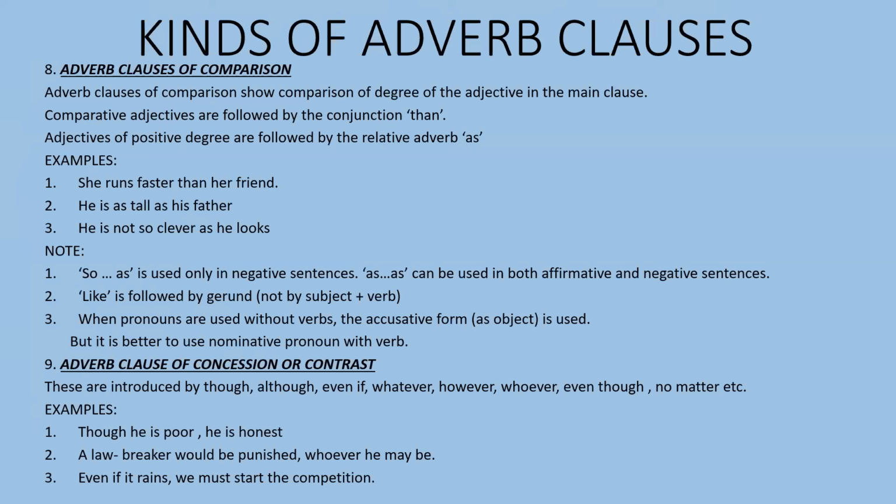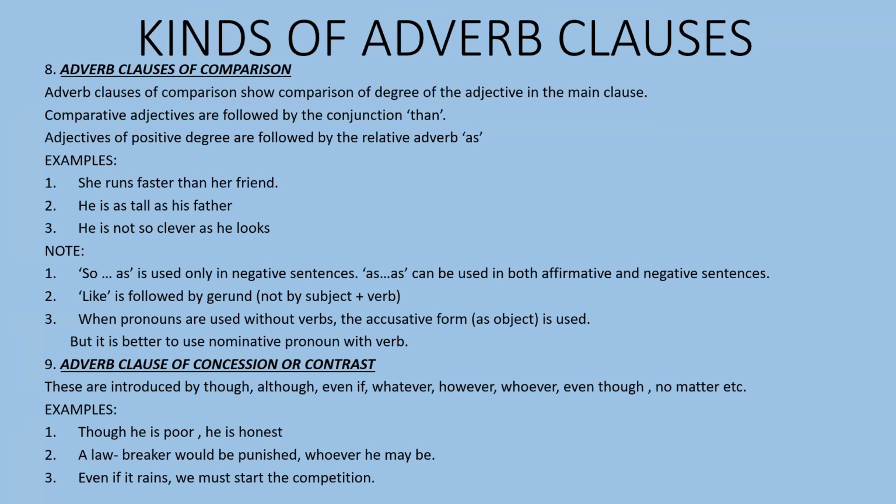Let's look at the adverb clause of comparison. Adverb clauses of comparison show comparison of degree of the adjective in the main clause. Comparative adjectives are followed by the conjunction than. Adjectives of positive degree are followed by the relative adverb as. She runs faster than her friend. This is the conjunction used and it's a comparative adjective.